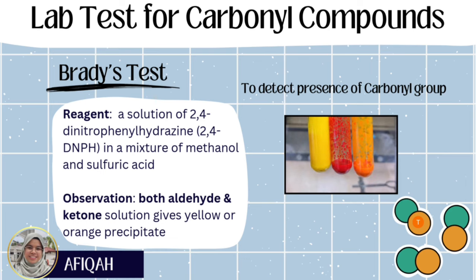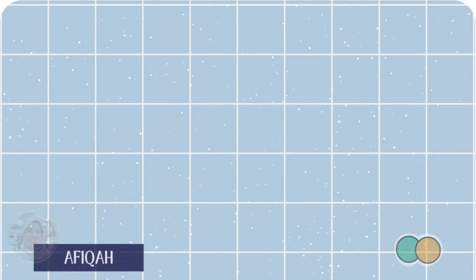This test uses a reagent called 2,4-dinitrophenylhydrazine, or 2,4-DNPH, which is mixed in methanol and sulfuric acid. Brady's test is used to detect the presence of a carbonyl group, which is found in both aldehyde and ketone. For the observation, both aldehyde and ketone give a yellow or orange precipitate. This confirms that the compound contains a carbonyl group. However, Brady's test does not tell us whether the compound is an aldehyde or a ketone. It just confirms the presence of the carbonyl functional group.